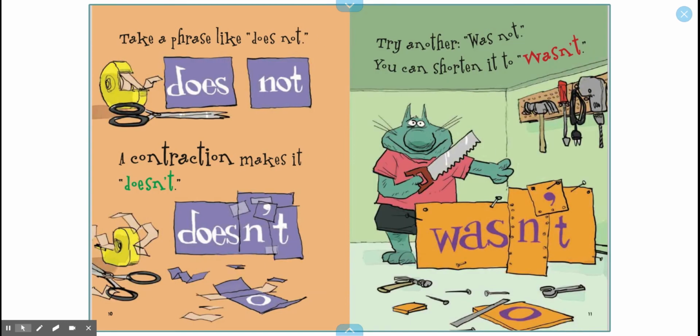Take a phrase like does not, a contraction makes it doesn't. So here it takes out the O, adds the apostrophe, and pushes those words together to make one word. Try another, was not. You can shorten it to wasn't. So again, they have was and apostrophe T because they took out the O.